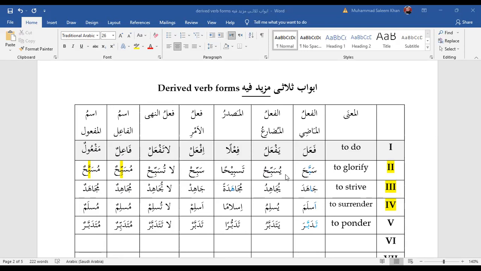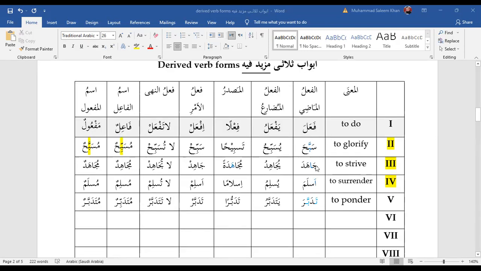Now we have learned that these are the mazid fi. Mazid means something that has been added. So we have learned already zada yazidu, to add something. So something that has been added. So in the second form of the verb, what is added or what is extra? Tashdid. So sabaha is the base form of the verb, that means to swim basically.